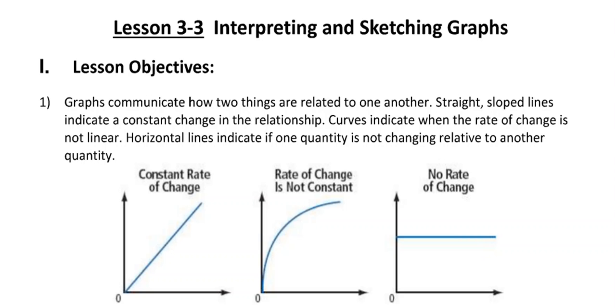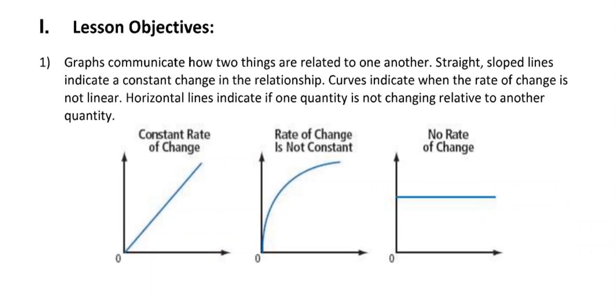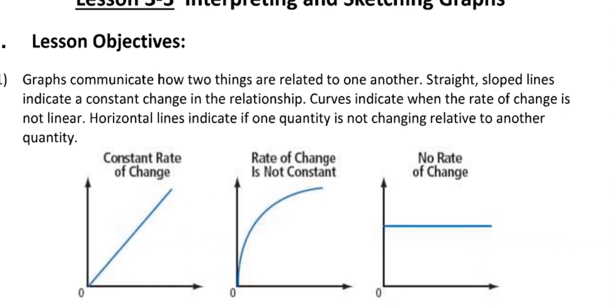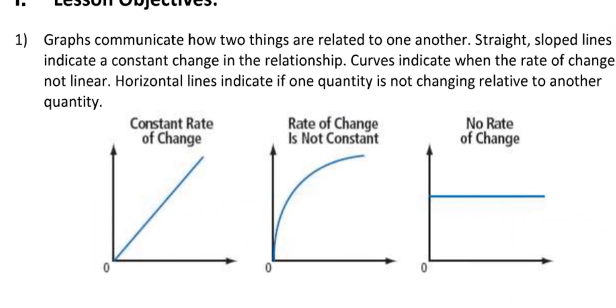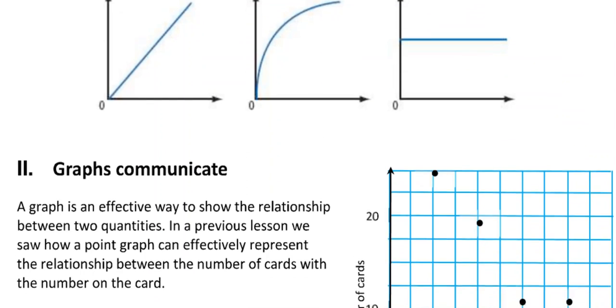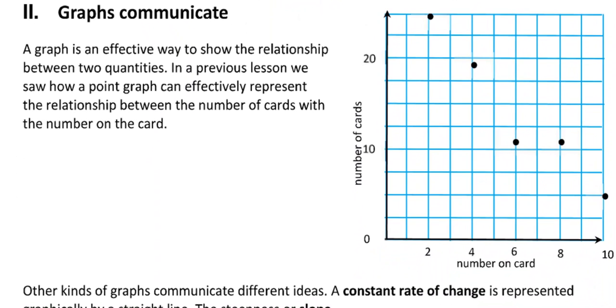Okay, so 3.3, interpreting and sketching graphs. A lot of these functions that we're doing, or all of them really, we can sketch these things out. We're going to come back to interpreting some of these graphs and what's happening. Graphs are really good at communicating what's happening in the world. Sometimes when we get a straight line or a curve, which was the issue yesterday, or a flat line like that, those tell us things about what's happening there. So a graph is an effective way to show a relationship.